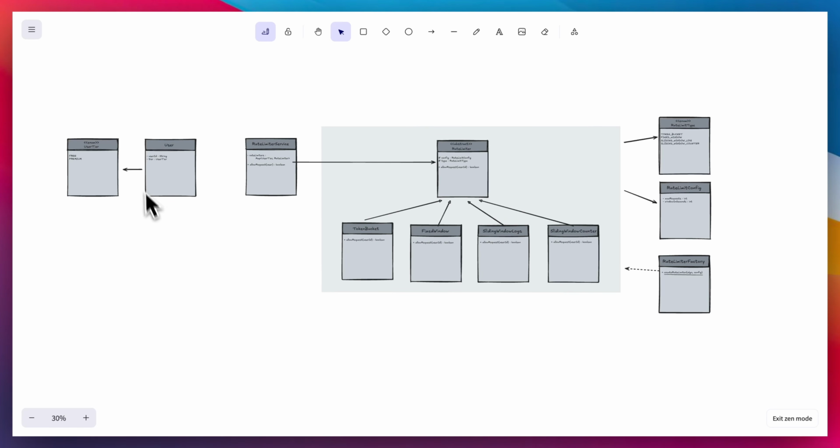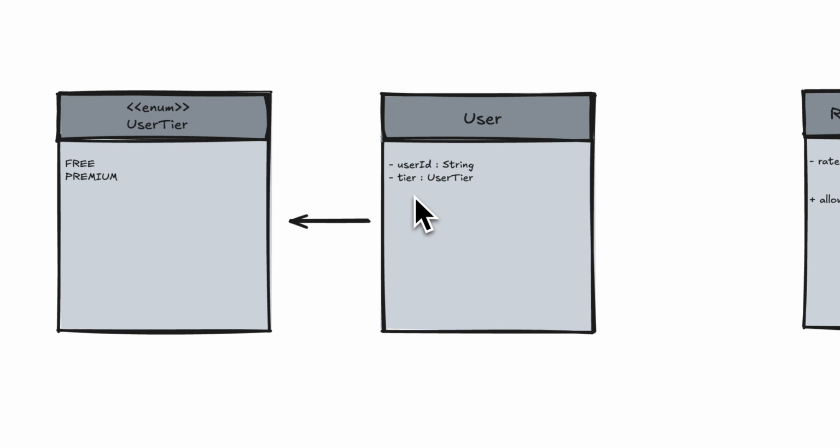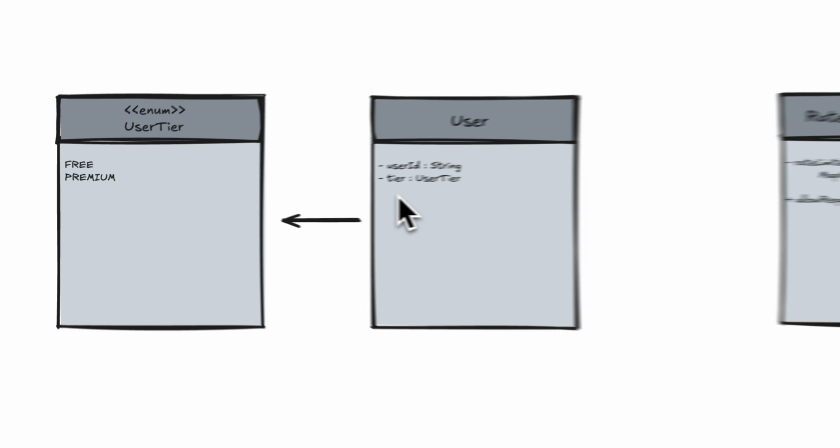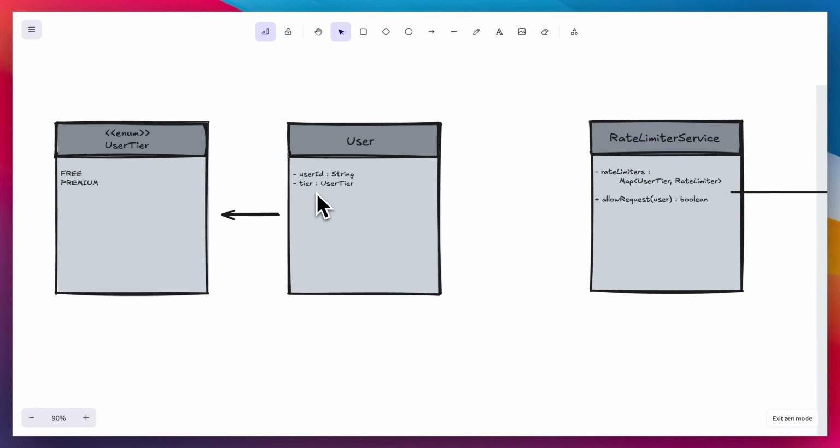So for that, let's begin with the user class. So in the user class, we have 2 attributes on which we have to rate limit the user. The first one is the user ID and the second one is the tier. Okay. So in our application, currently there are 2 tiers. The first one is the free user and the second one is the premium user. Similarly, you can also add the third one, which is premium plus user. Okay.